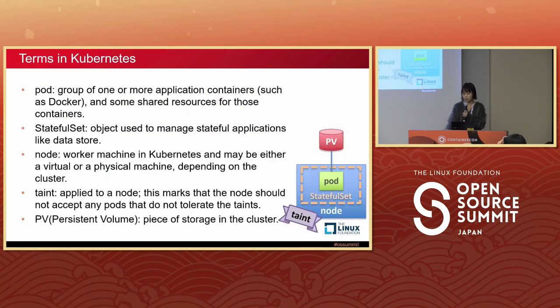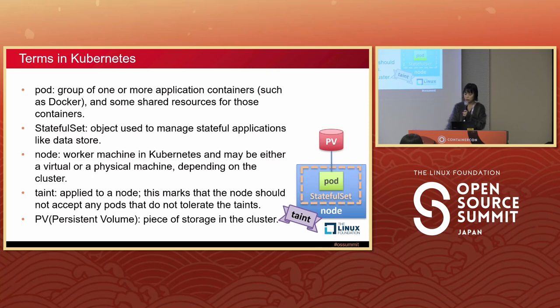Then I'd like to introduce some terms in Kubernetes also. At first, a pod is a group of one or more application containers and some shared resources for those containers. And StatefulSet is an object used to manage stateful applications like data stores. StatefulSet manages pods that are based on an identical container spec. A unique point of StatefulSet is that it maintains a sticky identity for each of its pods. These pods are created from the same spec, but are not interchangeable. Each has a persistent identifier that it maintains across any rescheduling.